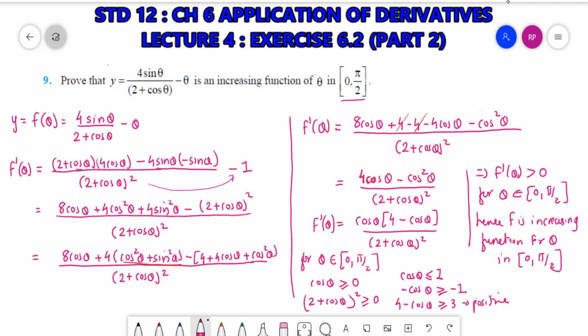So remember what I did first, I took the derivative, then I got these three terms. I proved that all these three are positive in 0 to pi by 2. That means f dash theta is positive, it's greater than 0. That showed that it is an increasing function. I'll write it as greater than or equal to 0. Okay, so this was about question number 9. Just note it down.